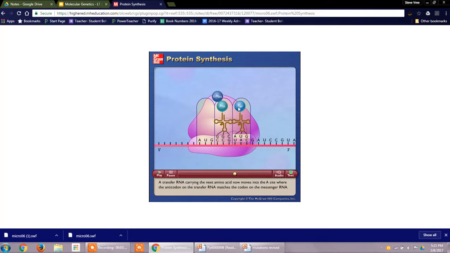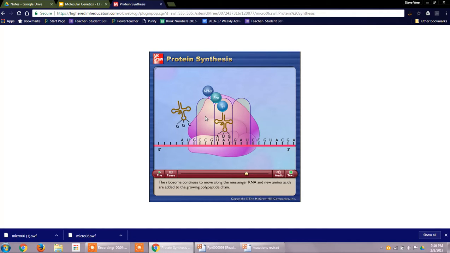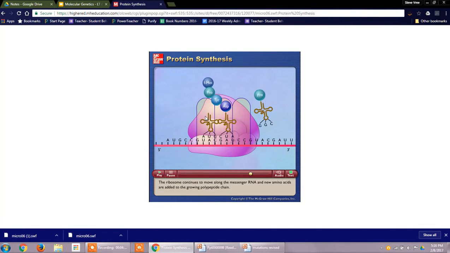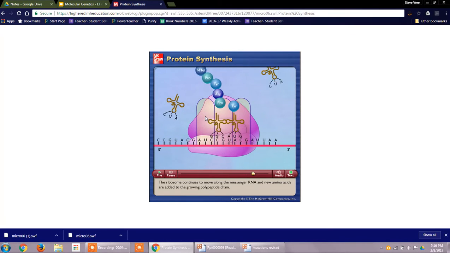This is UAC, which codes for tyrosine, and the ribosome is going to advance forward. Now if you pay attention over here on the left, in the E site, this tRNA is going to be ejected and fly off. It's going to go get another amino acid. It's going to continue to happen over and over again as we're reading the messenger RNA.